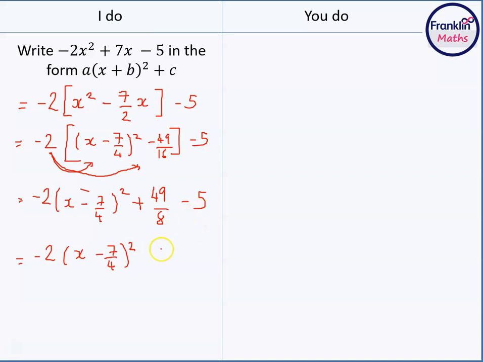That's 40 over 8, isn't it? So it should end up as 9 over 8. Okay, and that's it done. I'd say that's probably as difficult as it gets with the minus. Even if you just had a minus, you'd do exactly the same thing.